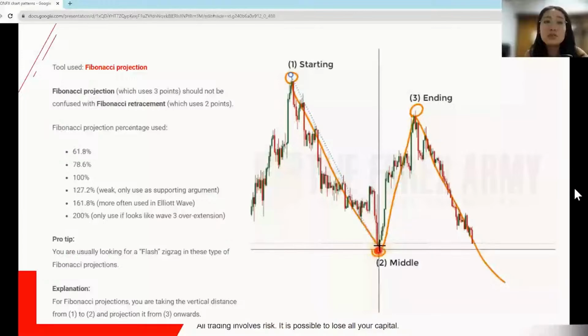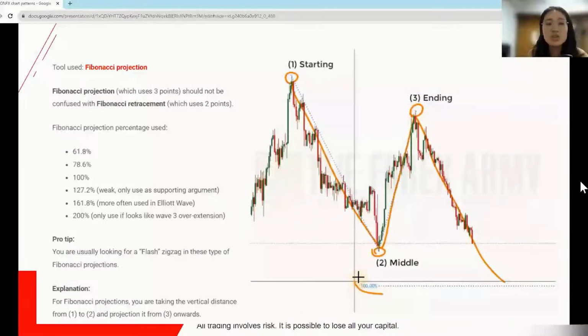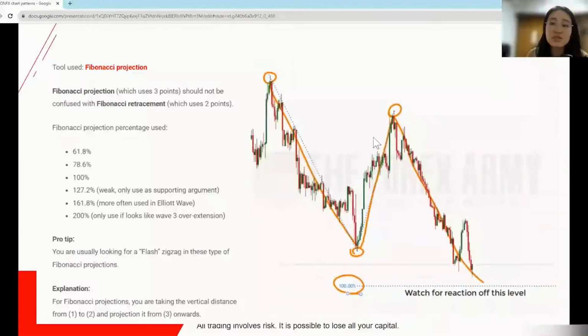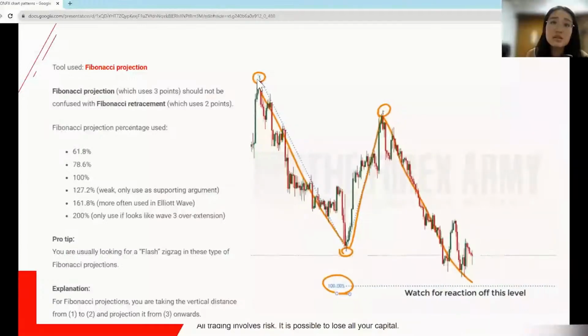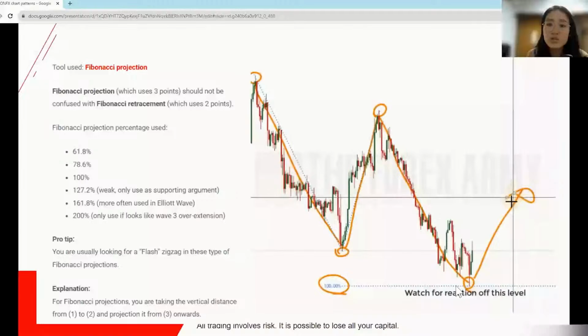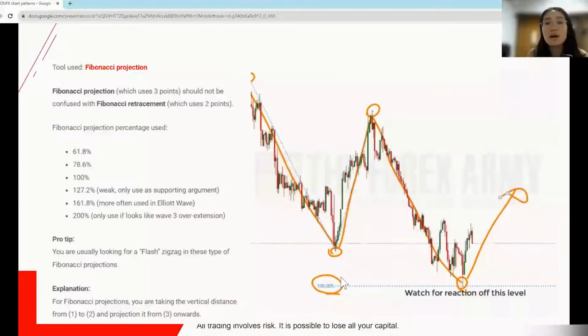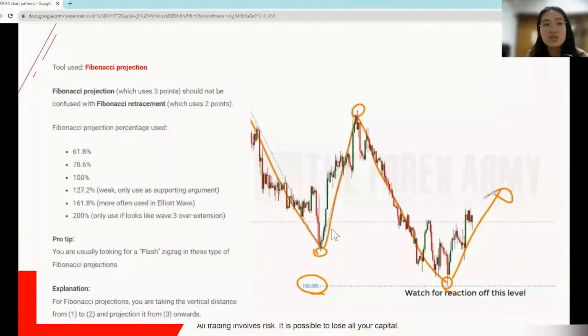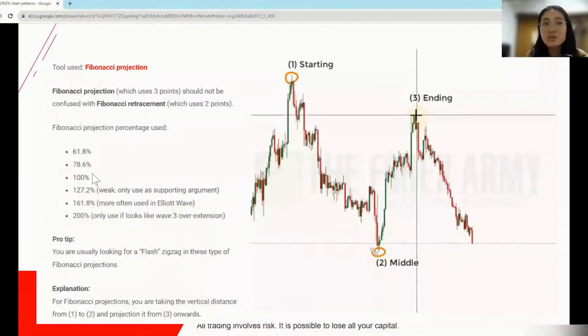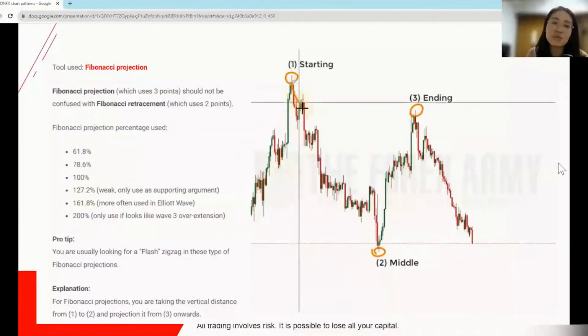Okay, for Fibonacci projection, similarly to Fibonacci expansion, we are also looking for the flash zigzag kind of shape or lightning bolt shape, as you can see from this GIF here. So our starting point here, middle point here, ending point here, we're projecting where price will react off of. And we can see price has already broken out of the 61.8, 78.6, and that's why we can assume that price will reverse off of the 100%.